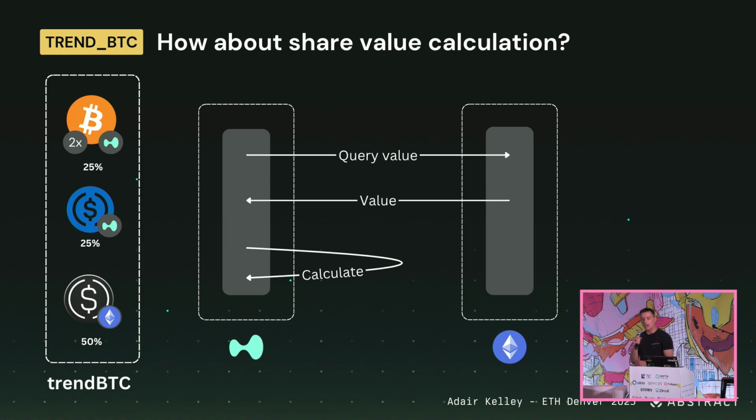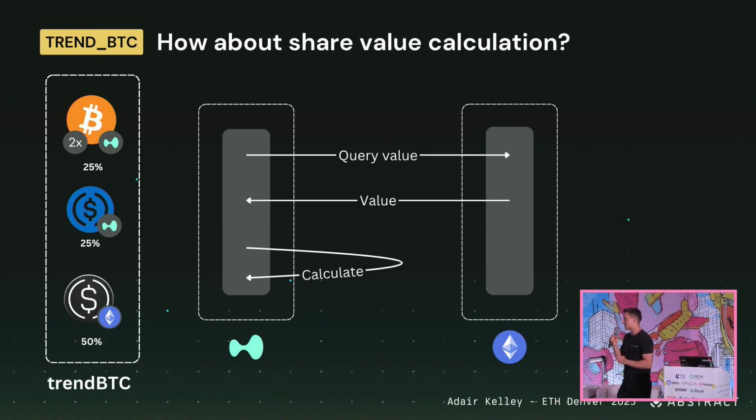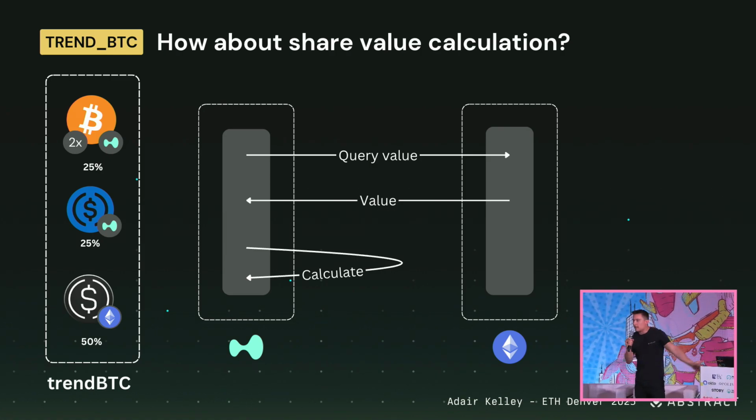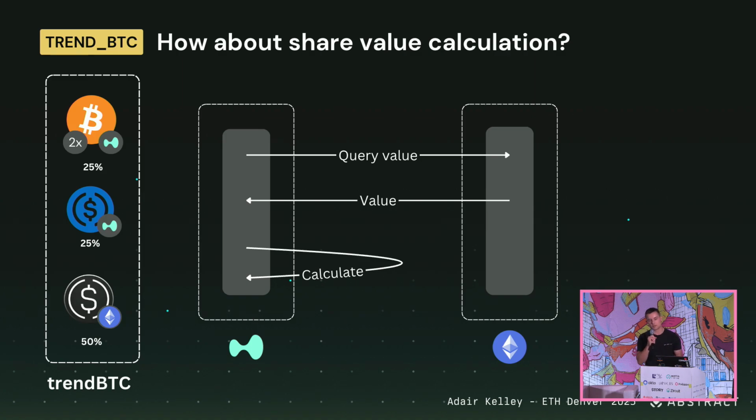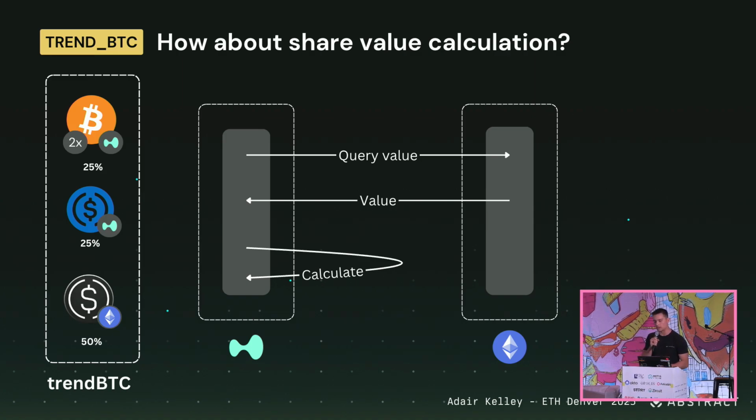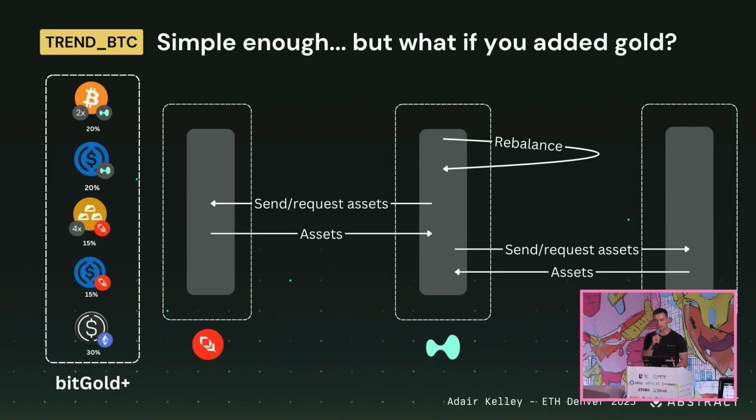And how about share value calculation? It's the same story. You send an execute message to another chain to query the value, because you actually can't query state across multiple chains, at least right now, given the current state of EVM. Then you get the value back, and then you calculate the rebalance.